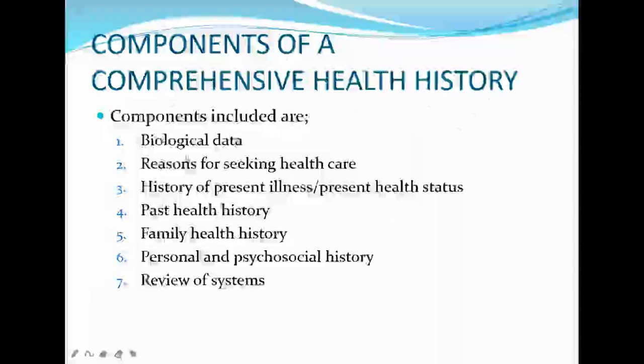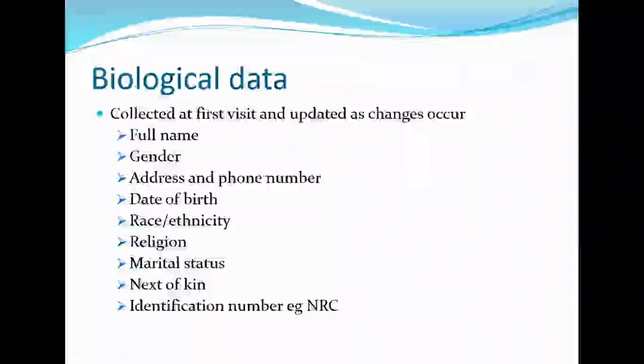The first one is that you collect biological data. We also refer to this as the biographic data. You need to look at reasons for seeking healthcare. Okay, you need to look at the present health status, which we also refer to as the history of present illness. Then we look at the past health history, the family health history, personal and psychosocial history, and then review of system. So let's look at each of these in detail, starting with the biological data.